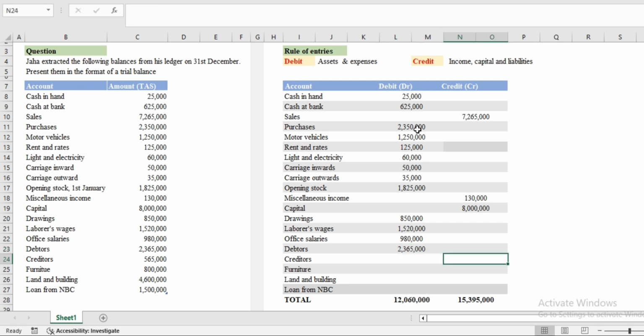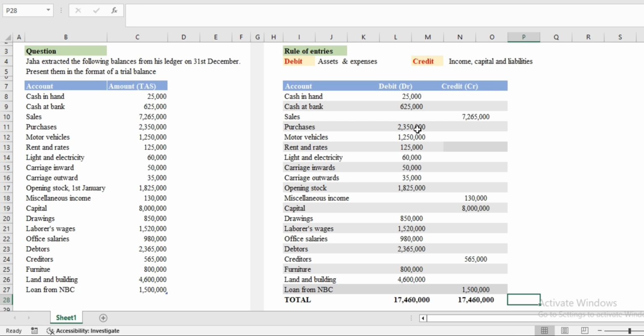Creditors are a liability account, so they're going to be credited. Furniture is an asset account, so it is going to be debited. Land and building are an asset account, so they're going to be debited. And finally, a loan is a liability, so we are going to credit. As you can see, the entire debits equal the entire credits, and there we have our full trial balance.